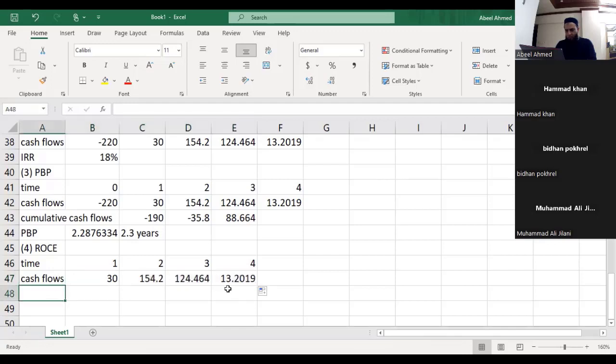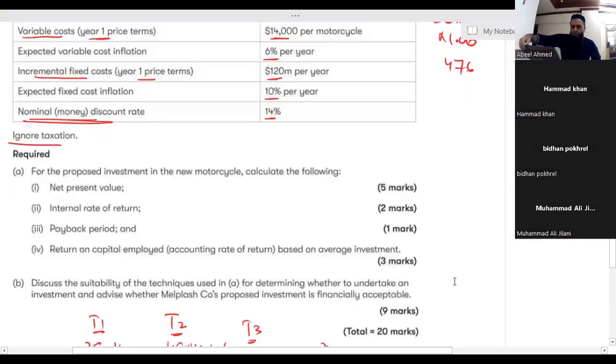Okay, now listen and listen carefully. Please let me go to the OneNote, then I'll explain something so that we can perform that on Excel. Let me do the calculation.